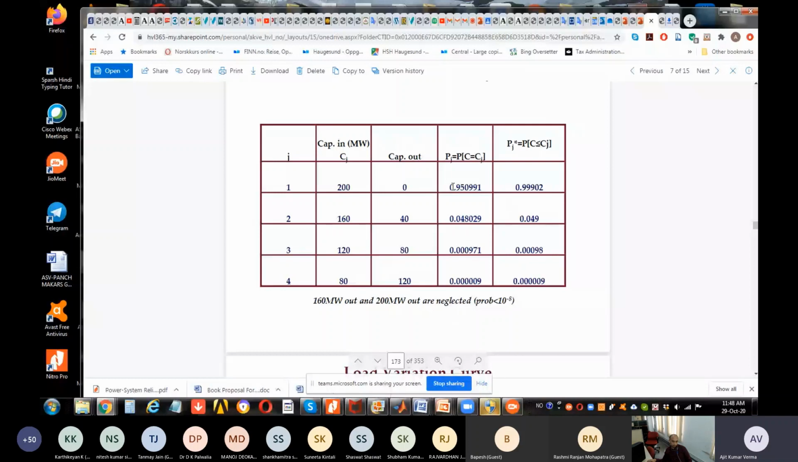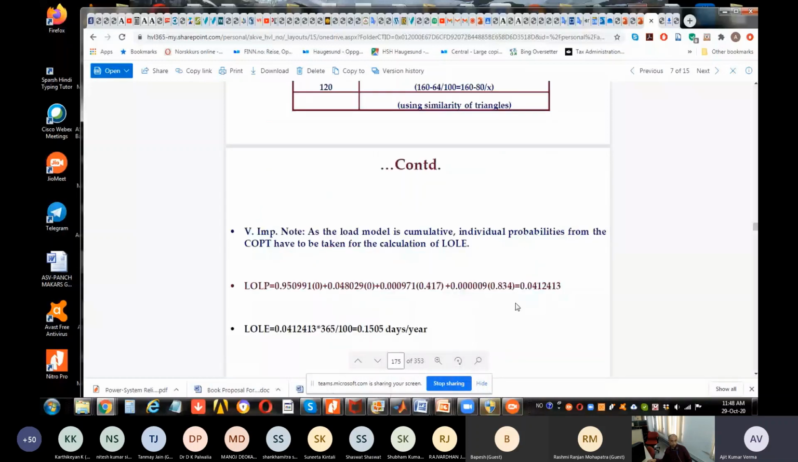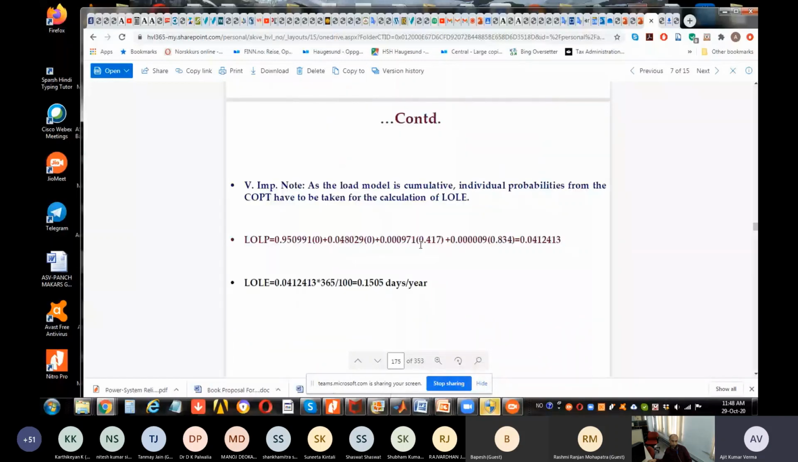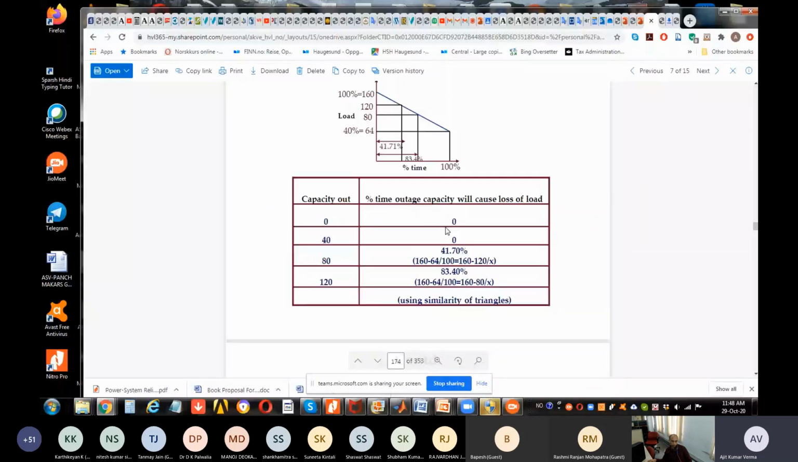Okay, so there is no chance that the load will exceed 160, so this is 0. At 160 also you have 0. At 120, that means capacity out is 80. So capacity in is 120, it's 41.7%. So that's 0.417. And at 120, what is the probability? 0.000971.